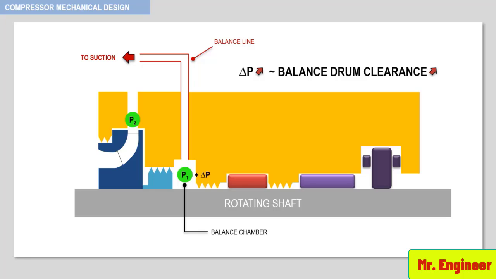Often, thrust bearing failures are caused by balance seal wear. So, monitoring balance line dP will indicate the root cause of a thrust bearing failure in this case.